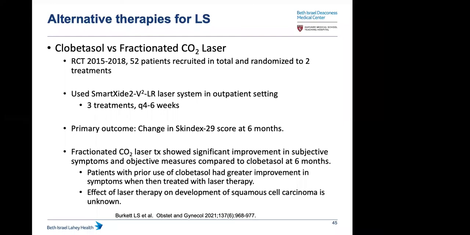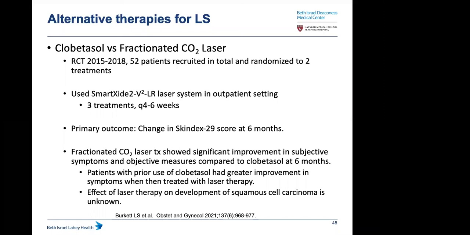This is a randomized control trial that recruited patients over a 3-year period, and enrolled 52 patients to this study and essentially randomized them to either use of topical clobetasol or 3 treatments with the fractionated CO2 laser. And the primary outcome was a change in patients' symptoms at 6 months.